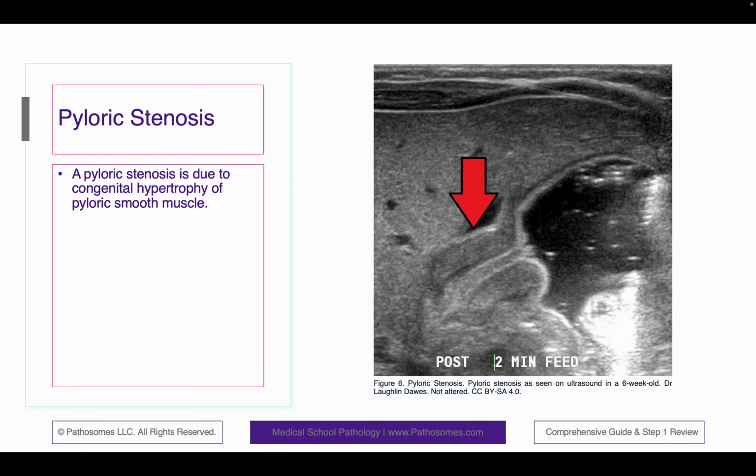Now here's something you're likely to see on examinations and in the real world when you do your pediatric rotations. A pyloric stenosis, okay? A pyloric stenosis is due to congenital hypertrophy of pyloric smooth muscle. As we can see here on the right, on ultrasound of a 6-week-old child, we can see that hypertrophied pyloric smooth muscle causing pyloric stenosis.